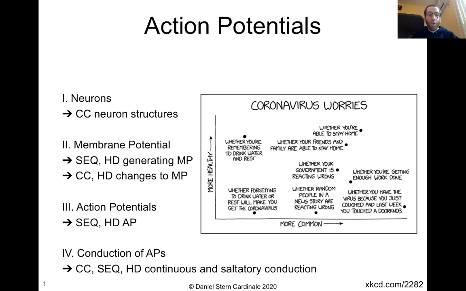So I want you to be able to compare and contrast those 2 different modes of conduction, sequence those different modes of conduction, and HD. If we change something about them, how is that going to affect those processes? So that's everything for the introduction for action potentials. Next, we're going to look at the structure of neurons.